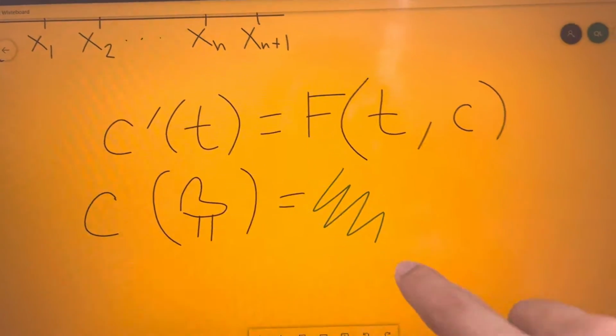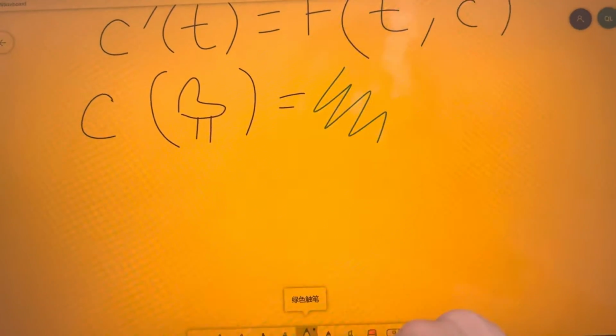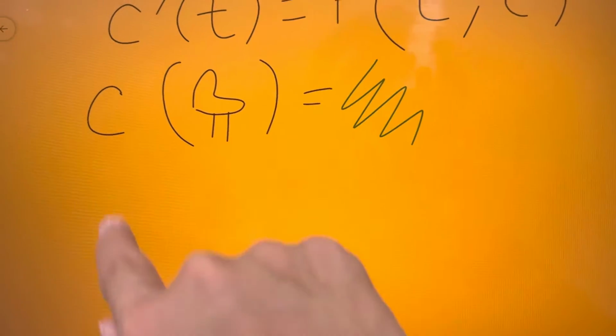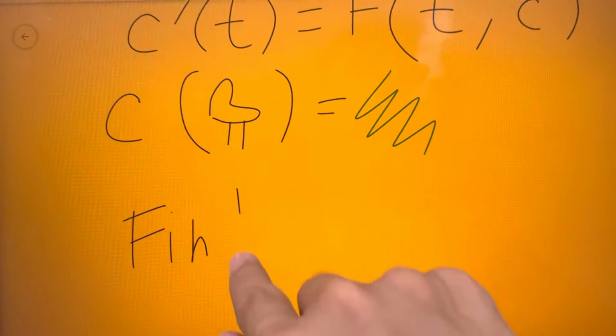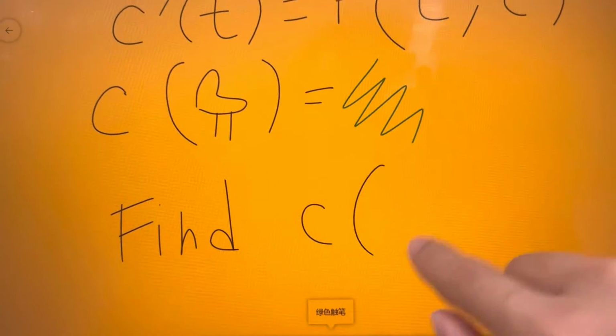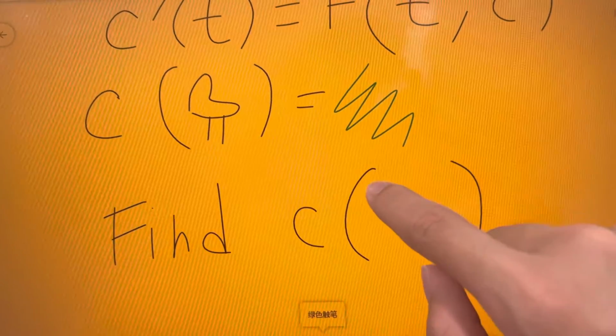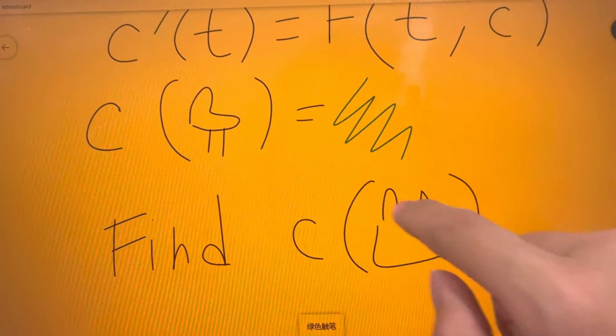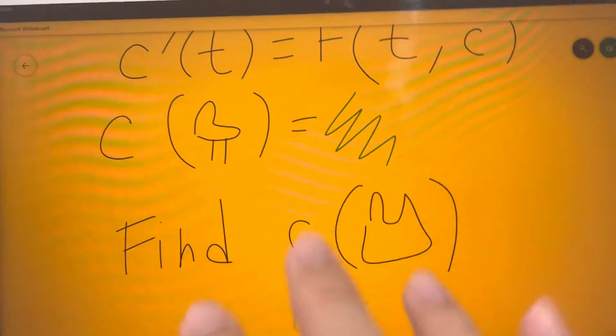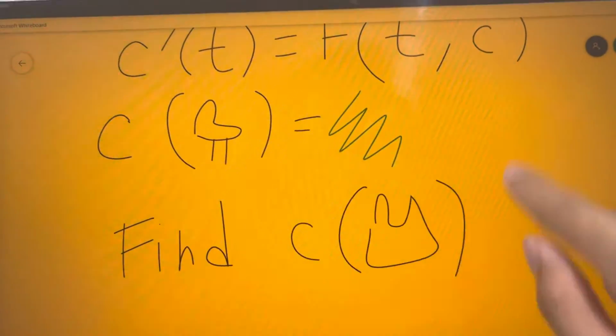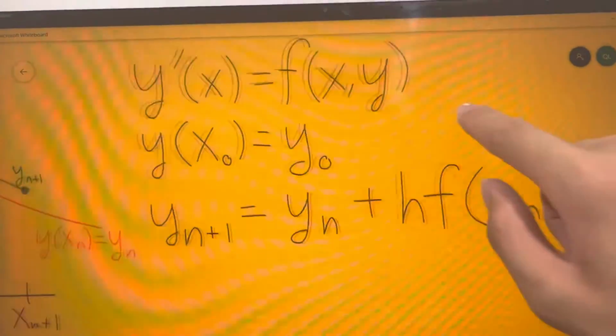And so now we have this, what we're trying to find. Remember, we're trying to find C of her dress, the dress color. We have a dress right here, our dress, and we're going to try and find that. We're going to utilize the Euler method to do this.